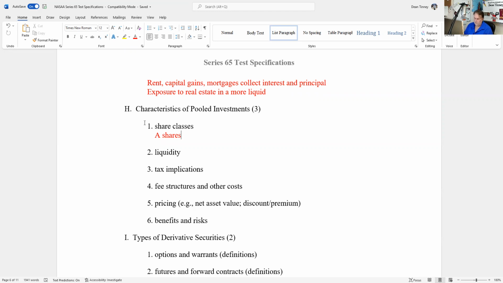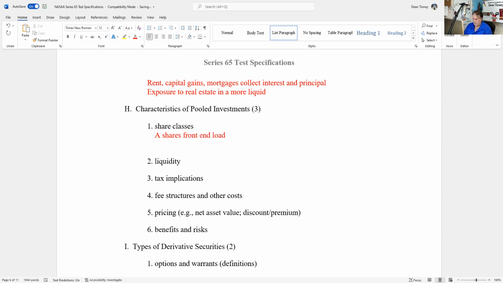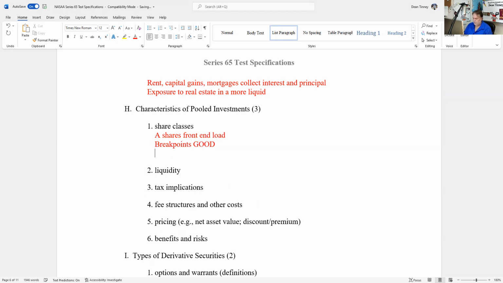I sold the A shares, and the A shares typically have a front end load, and they're very testable, typically going to have breakpoints. Now, make sure you read carefully because breakpoints are good. That's a quantity discount. And breakpoint sales are bad. Now, these are not lectures, these are explications. So I highly recommend you at least watch that mutual fund lecture before you go take the test.